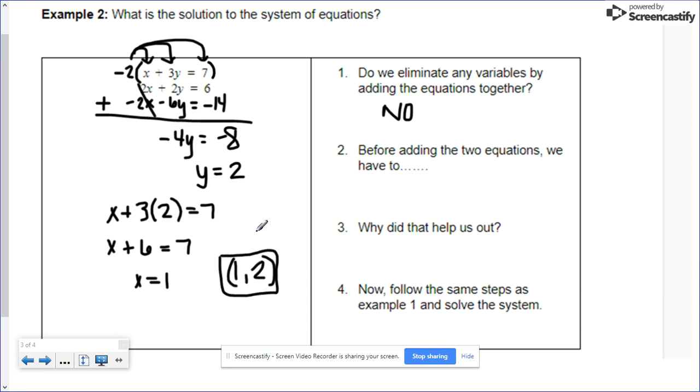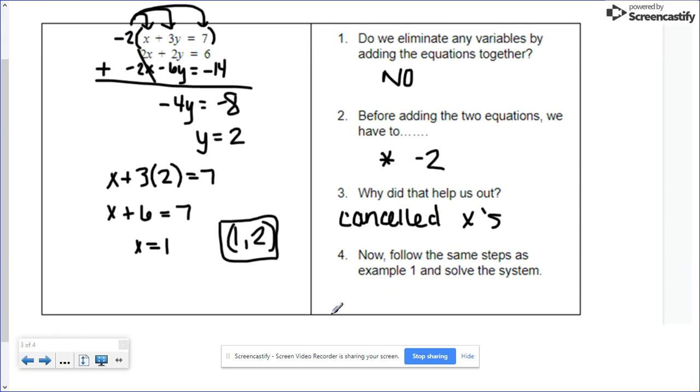So let's answer some of these questions. Before adding, we had to multiply by negative 2, and that's the top equation. Why did that help us out? Because we canceled the x's after we did that, and now we just followed the same steps.